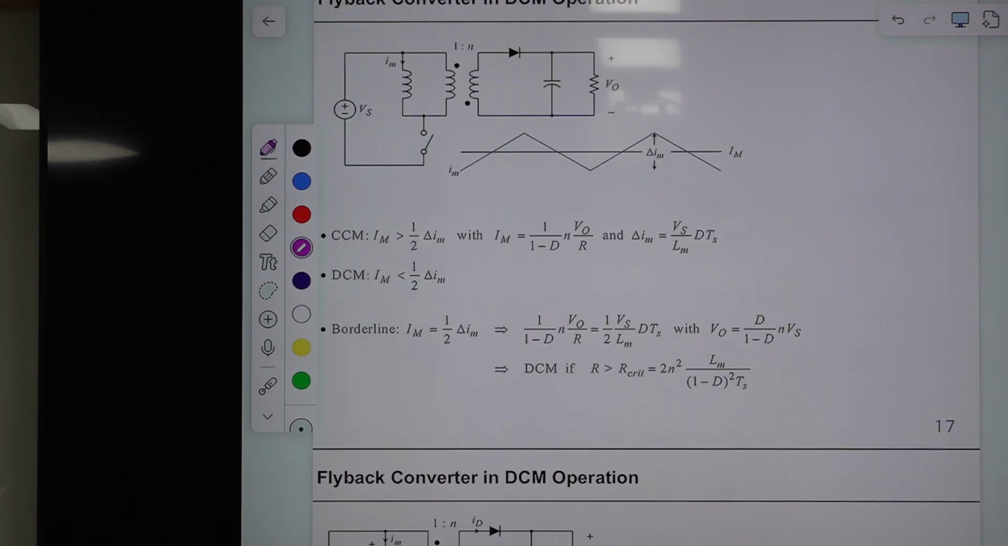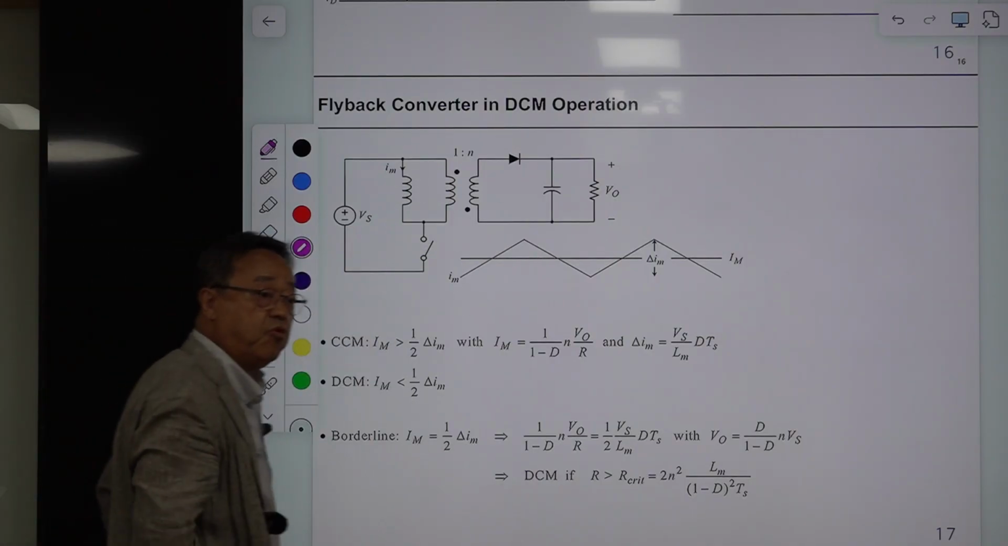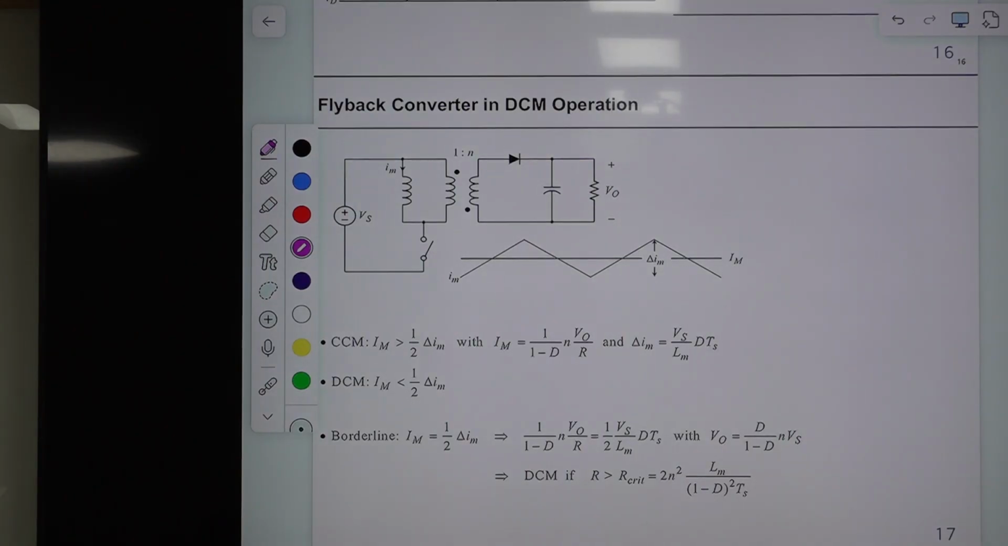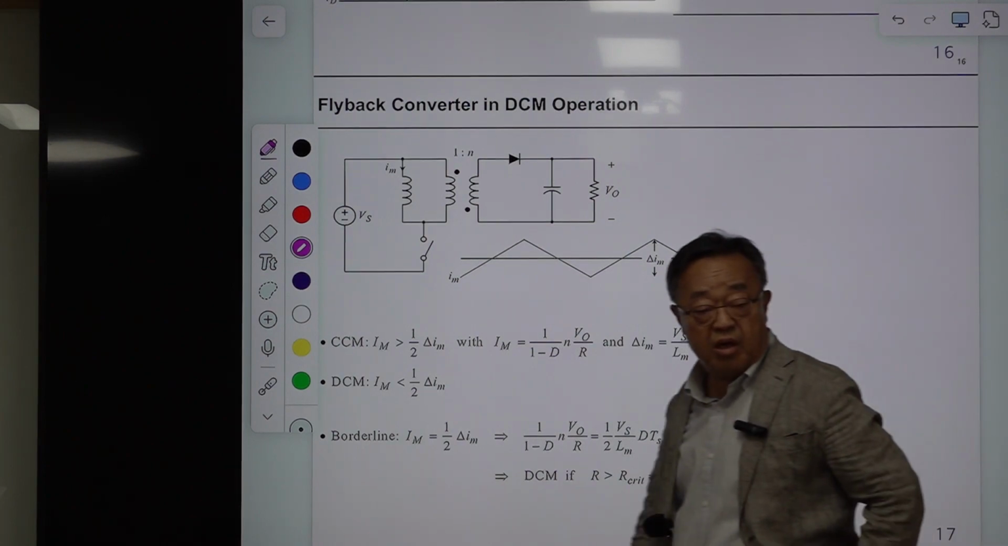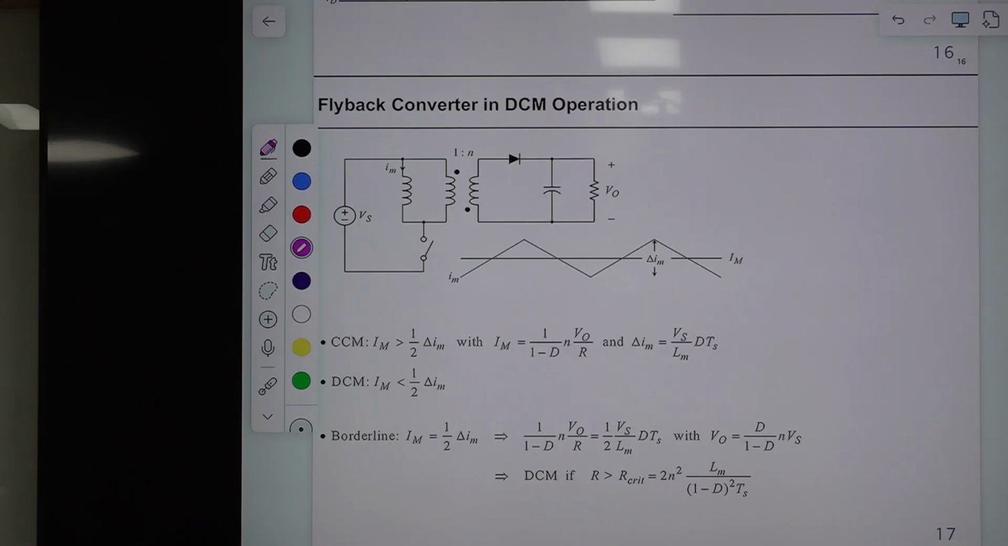Okay, we have 8 minutes, 10 minutes, something like that. So let me discuss the DCM operation. DCM is discontinuous conduction mode. What is discontinuous? Inductor current is discontinuous. Where is the inductor? You are not seeing the inductor. It's inside of the transformer. The magnetizing inductance of the flyback transformer, its current is discontinuous. That means discontinuous conduction mode.